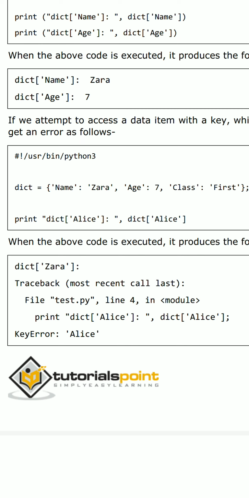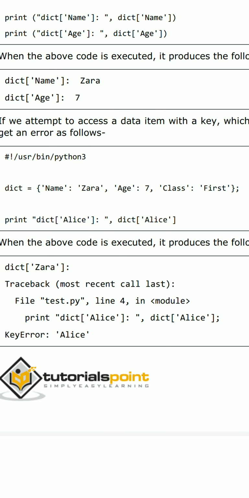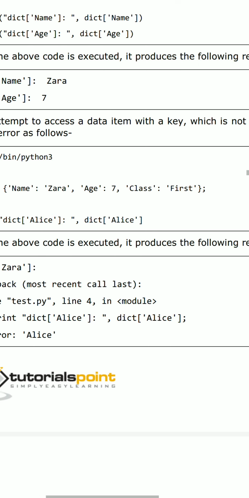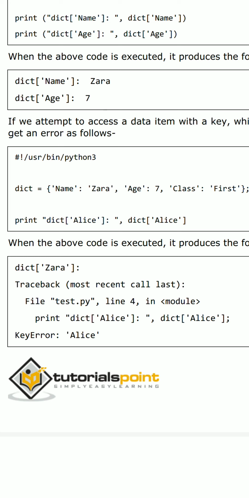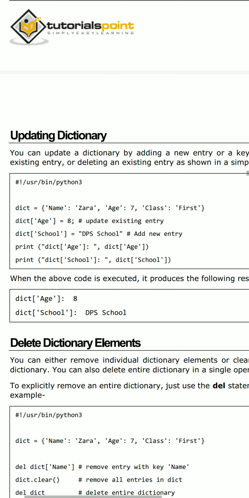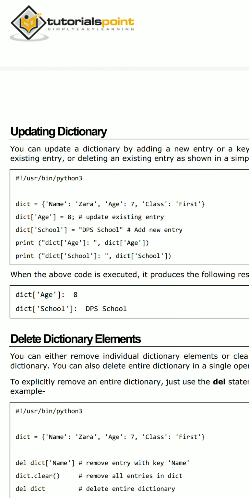Consider this example. The dictionary has keys and values separated by commas, and the whole dictionary is enclosed in braces as follows: name Zara, age 7, class First. Here I am printing dict of Alice. Alice is not a key mentioned or initialized in the dictionary. That's why we get an error. So this covers how we access a dictionary, how we initialize its values, and what the syntax of a dictionary is.